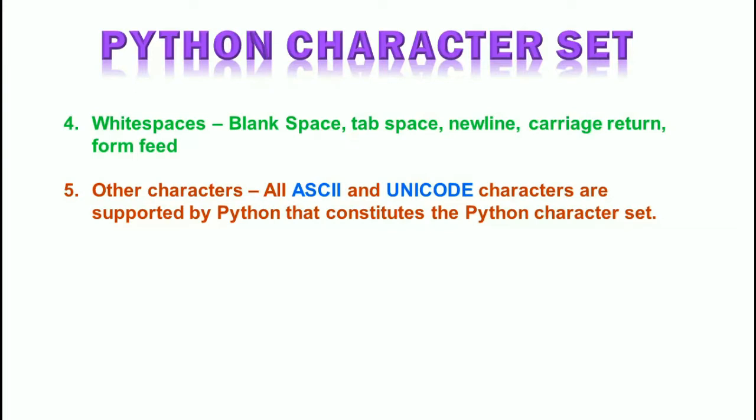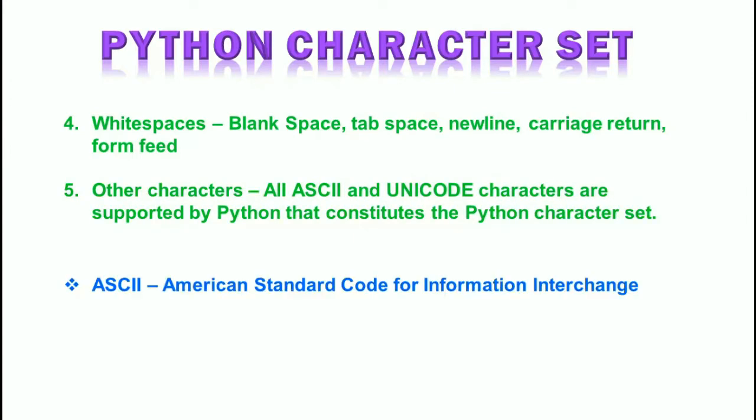Now what is ASCII? The acronym for ASCII is American Standard Code for Information Interchange. It's a code for representing 128 English characters as numbers with each letter assigned a number from 0 to 127. The latest version of Python recognizes the Unicode character set. The ASCII character set is a subset of the Unicode character set.